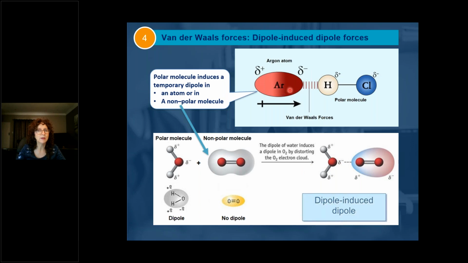It is the same way here. If we have an argon atom, the electrons will move to one side of the atom. If it is next to the hydrogen, which is positive, the electrons will move to this side. If the argon atom is next to the chlorine side of the dipole, the electrons will move to the other side, so that the positive side of the argon atom is next to the negative side of the chlorine.